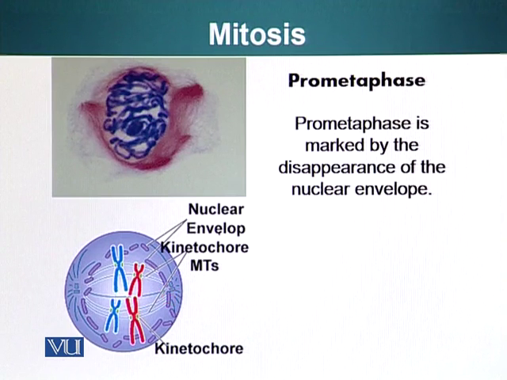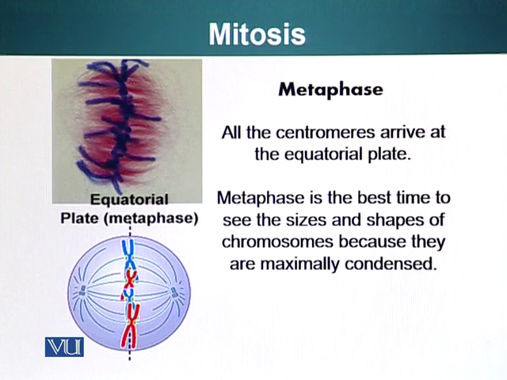The next stage is metaphase. All the centromeres have arrived at the equatorial plate, which is in the middle of the cell. Here you have the equatorial plate. The chromosomes arrive here, and they are in metaphase. Also, I should mention that it is the best time to see the sizes and shapes of the chromosomes, because now they're maximally condensed. So this is the hallmark feature of metaphase, that chromosomes are lined up. Here you can see in this figure also the chromosomes are lined up at the equatorial plate.